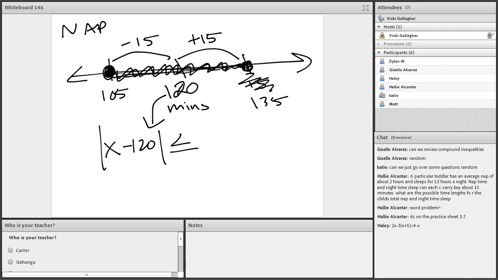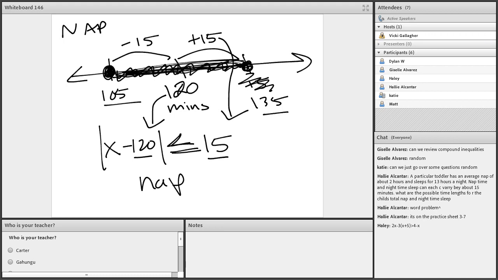And then on the outside, you take the number that you added or subtracted, and you put that out here. So for nap time, we have a 120 nap time on average, but it can vary by up to 15 minutes. And so then we say less than or equal to, so that it's everything in between. So that should get us from 105 to 135.